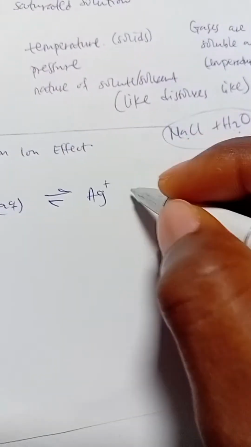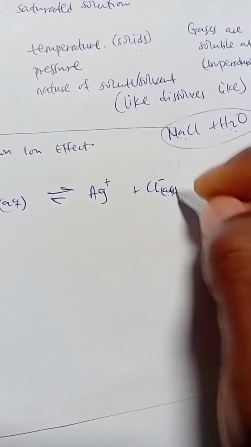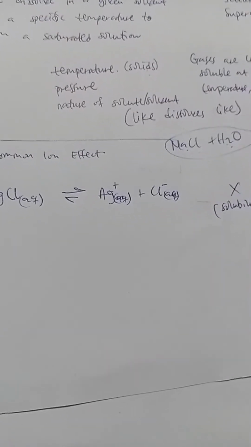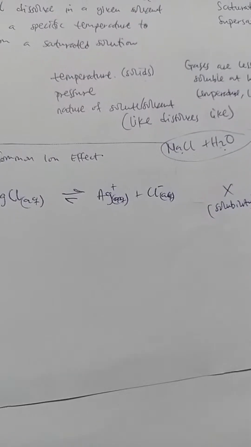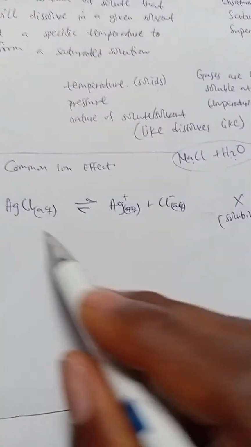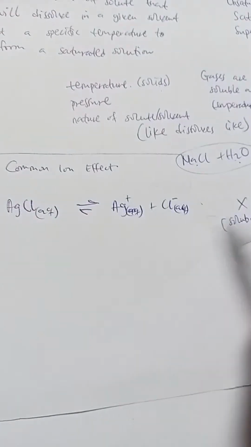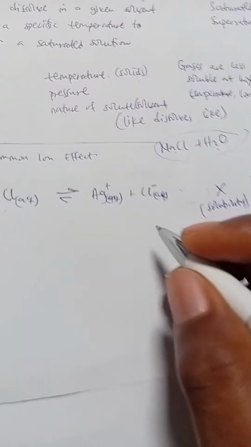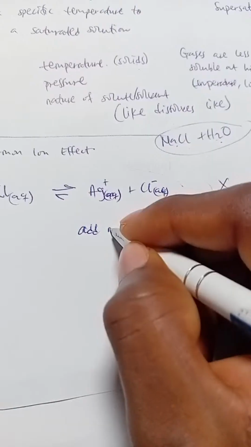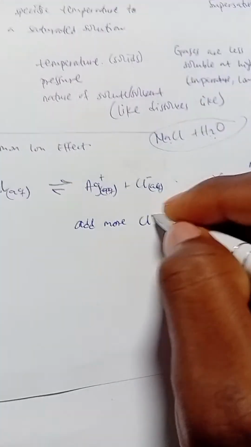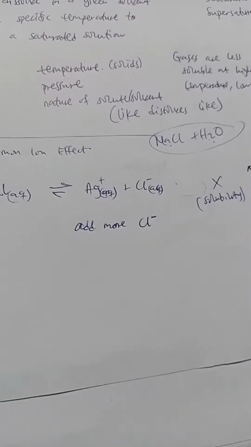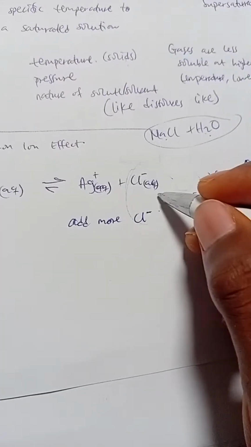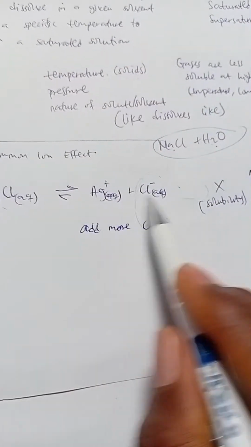and we prepare a saturated solution of this, and then you add Cl minus to this solution. So this is in a beaker. You prepare a saturated solution of silver chloride, then you add more Cl minus. If you add more Cl minus, what is going to happen is that the concentration of the Cl minus ion is going to increase.